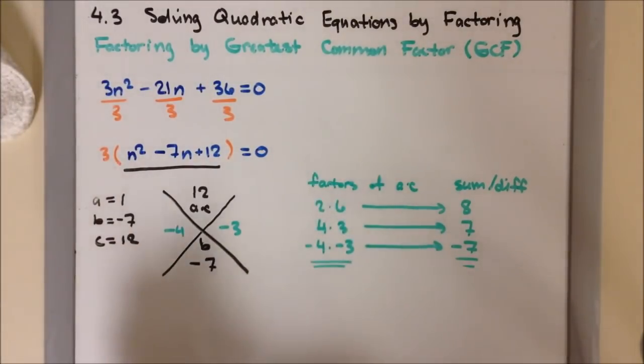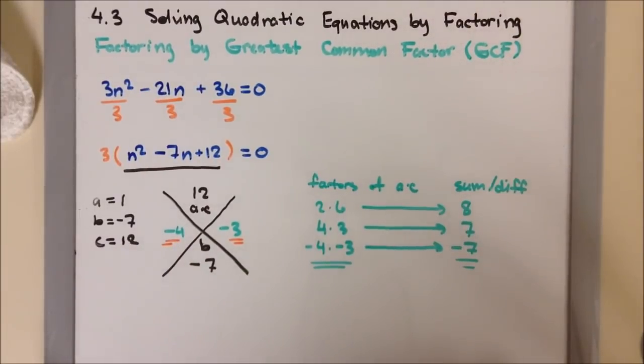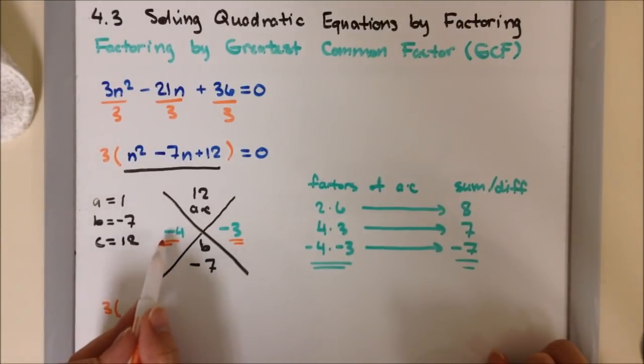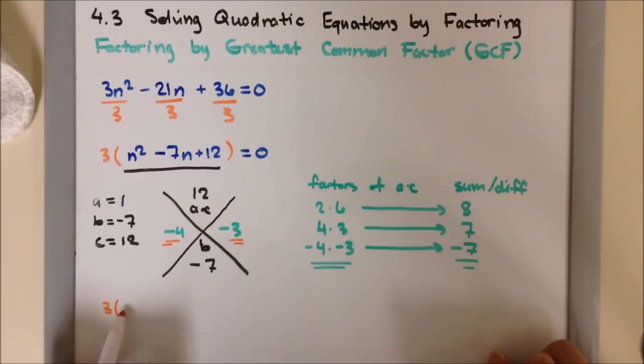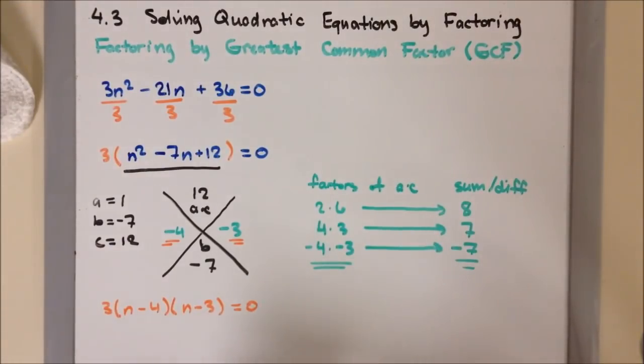Once you find the correct factors, I'm going to put it in factor form. So I still have my 3, my GCF, on the outside of the parenthesis. First will be my negative 4, therefore n minus 4. And then the second one, negative 3, so n minus 3. So I have my answer in factor form. Again, I'm going to skip checking the factors, but you should always do it in your work.